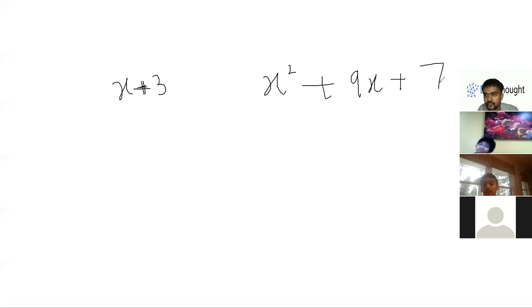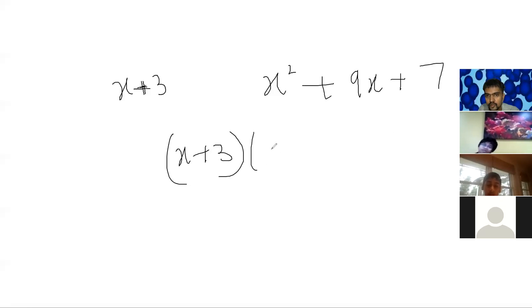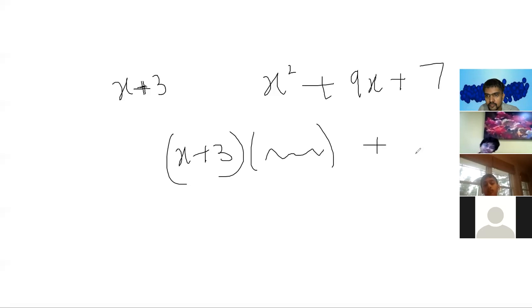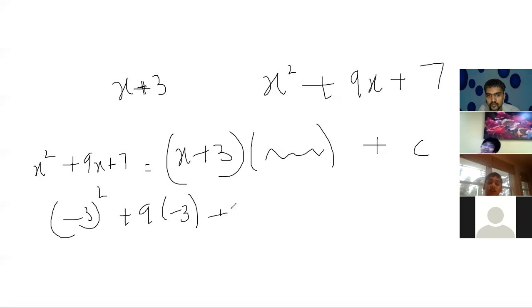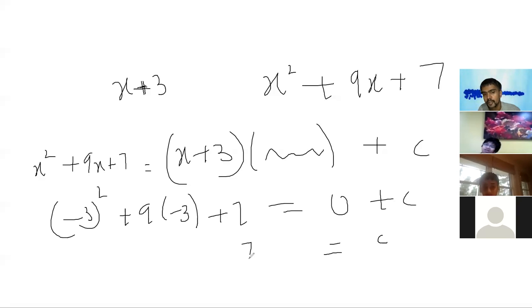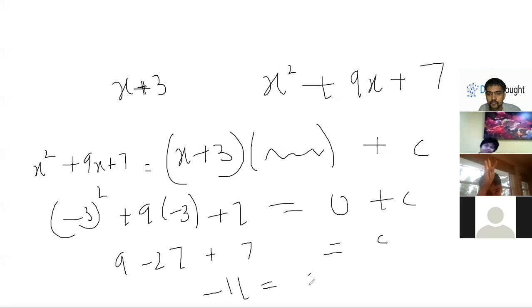No. What do you do? You write it as x plus 3 into some blah blah blah. Then you just make it a negative 3. I thought x squared plus 9x was the divisor. Oh yeah, but you could. It becomes 9 minus 27 plus 7. Minus 11, no? Negative 11. I got negative 11.